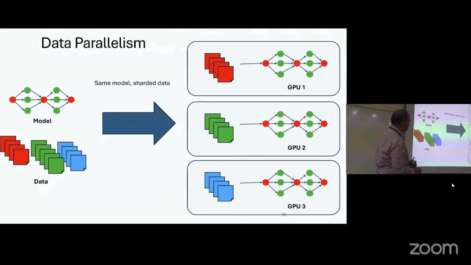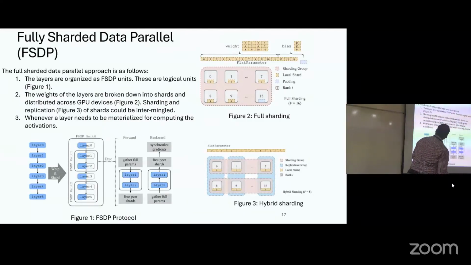Each GPU will actually learn on a different set of data, but the same model. Once they get the weights, they will synchronize with each other to share the weights and then update each other. But there is a limitation here, because the entire model is stored in every GPU, which might not even be possible many times. That's where techniques like fully sharded data parallelism, FSDP, come in.